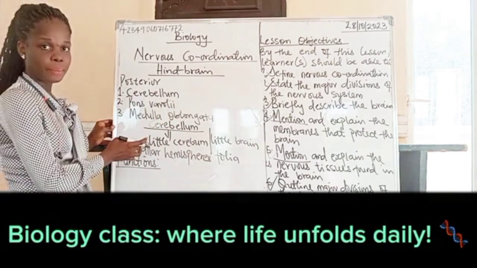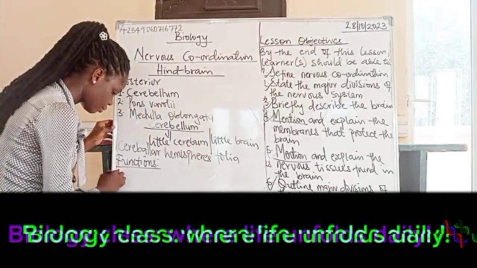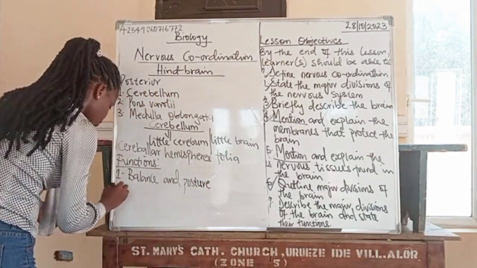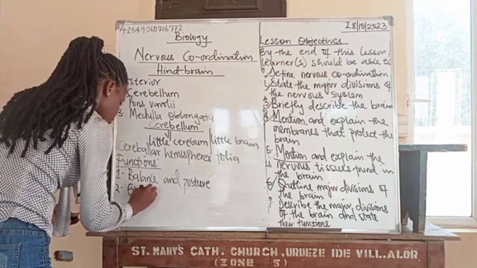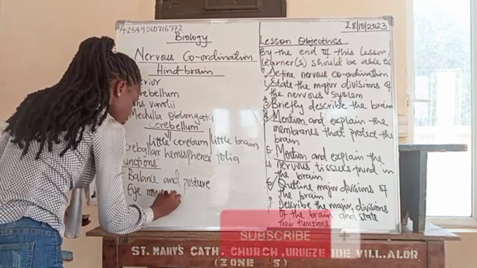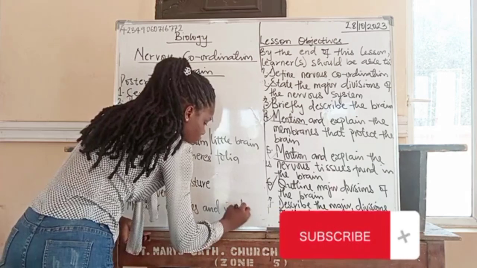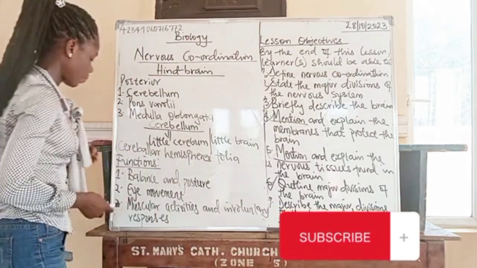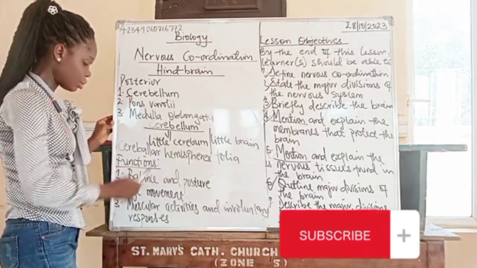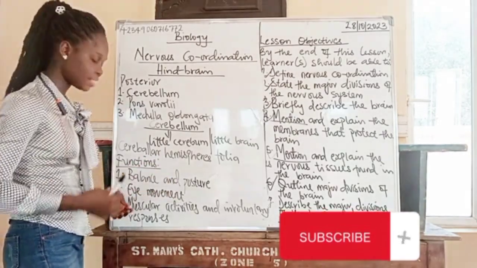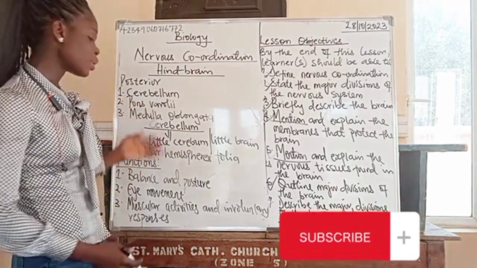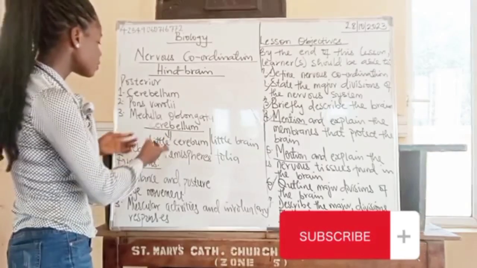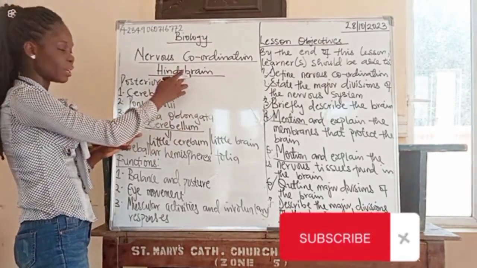For the functions of the cerebellum, we have: the cerebellum controls balance and posture. It controls eye movements. Lastly, it coordinates muscular activities and involuntary responses. That is it for the cerebellum of the hindbrain.